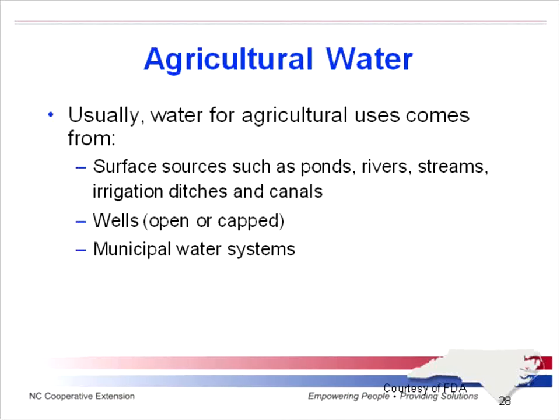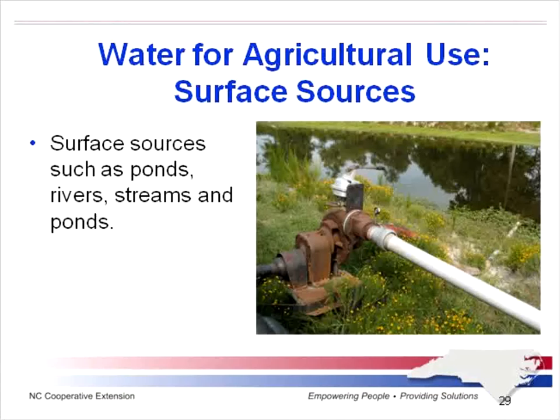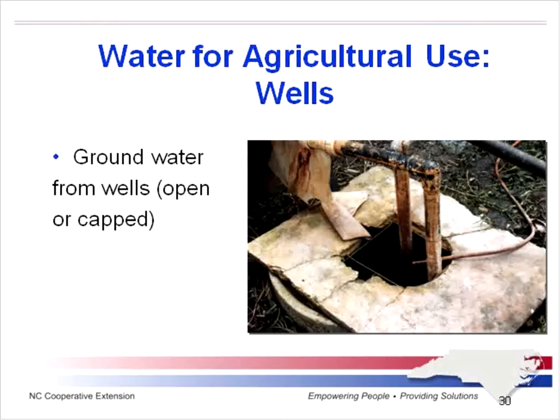Usually in North Carolina, our agricultural water comes from one of these three sources: either a surface source such as a pond, river, or stream, or a well, either open or capped, or a municipal water system. In terms of surface water sources, we're talking about any surface water source that's used for agricultural use, like ponds, rivers, or streams. Well water comes from groundwater sources.